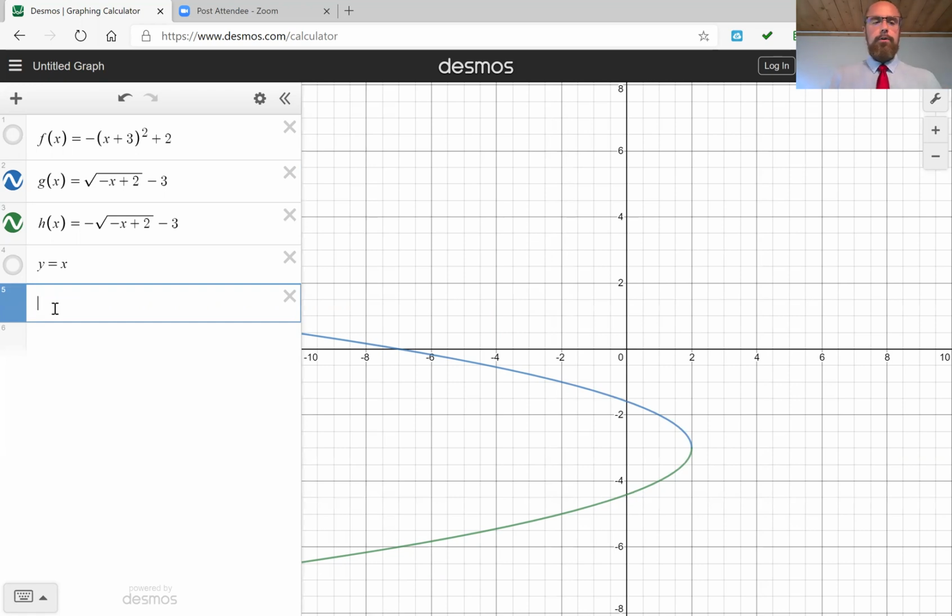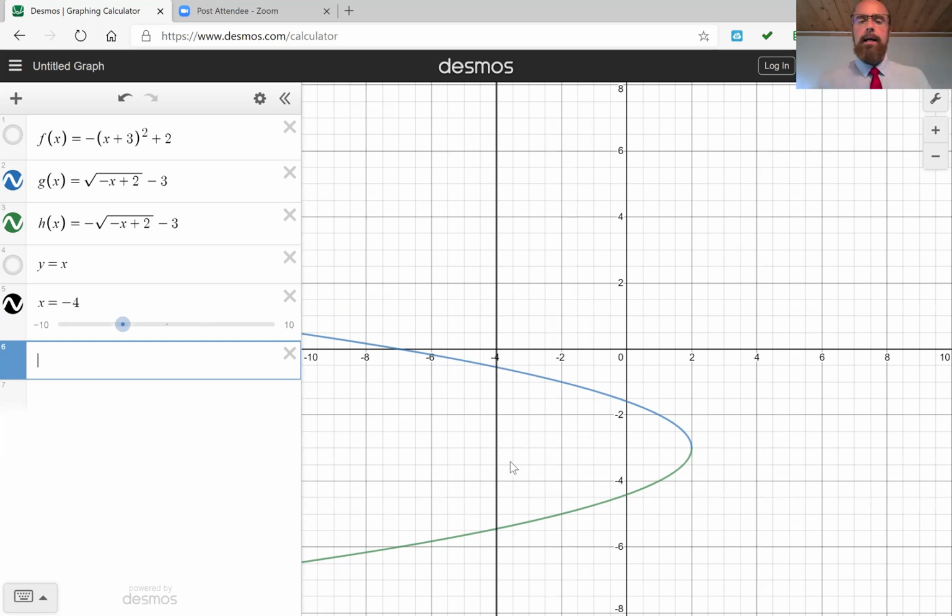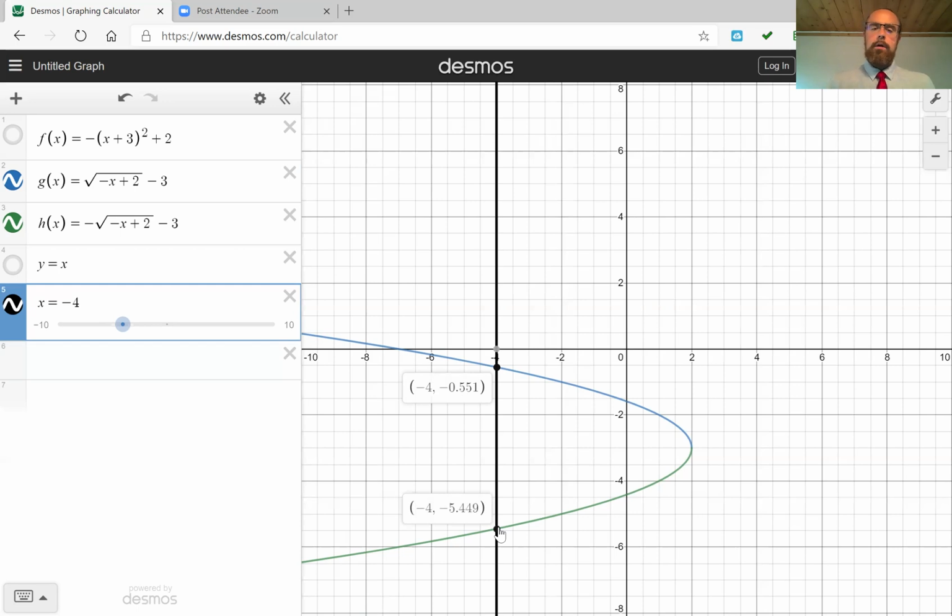So let's just place a vertical line that will pass through this graph. So I see that -4 is an x value that's defined on this curve. So I'm going to write x equals -4. And when I look at how that vertical line intersects my inverse, I see it definitely intersects here on the blue part of the curve at -4, -0.551, and below at -4, -5.449. So I see a vertical line intersecting what I've calculated as the inverse twice, which means that this is not a function.